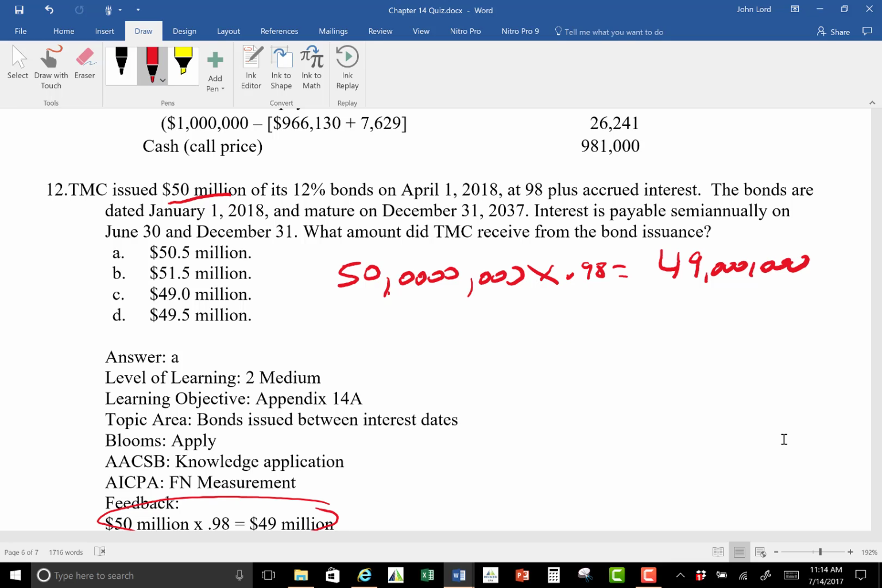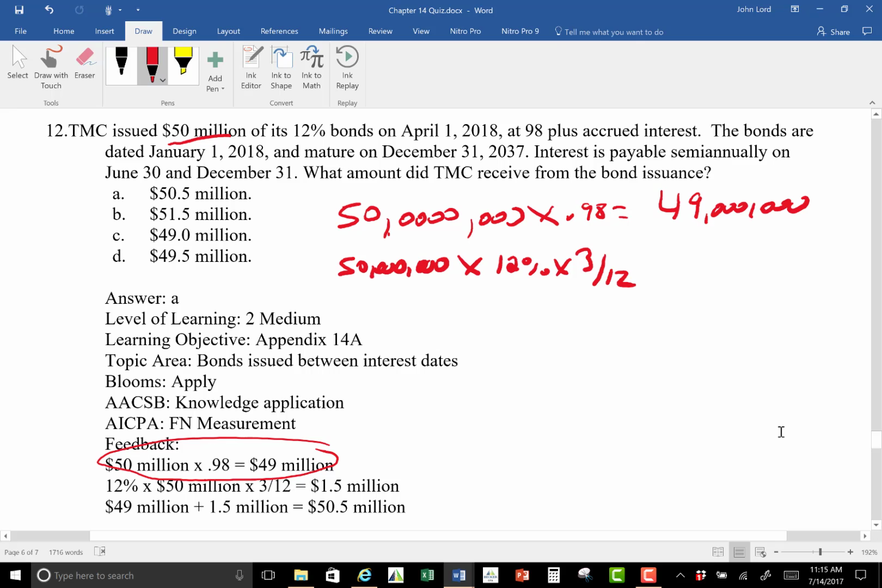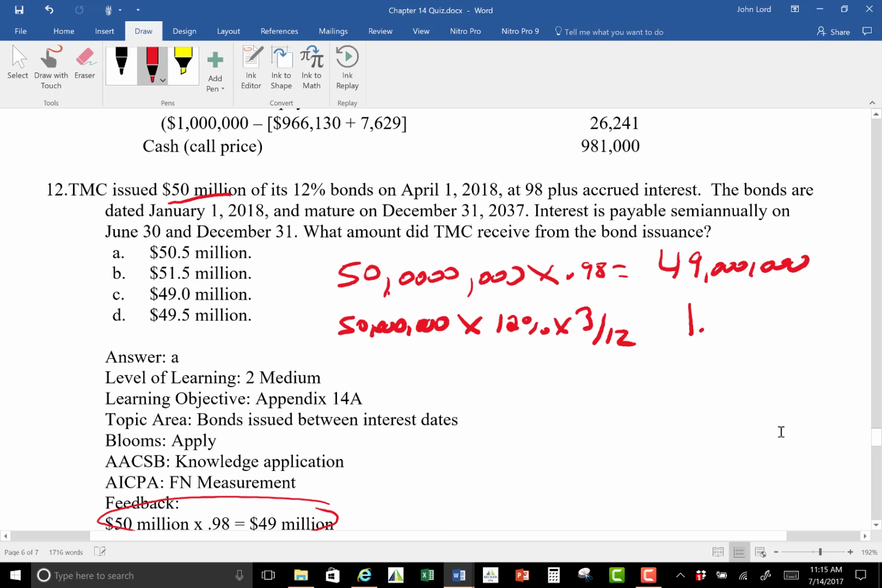And so I take this 50 million and I multiply it by the interest rate of 12%, but it's for how many months? All of January, all of February, all of March, not April. And so I multiply that times 3/12. And that's 1.5 million. Okay, 1,500,000.